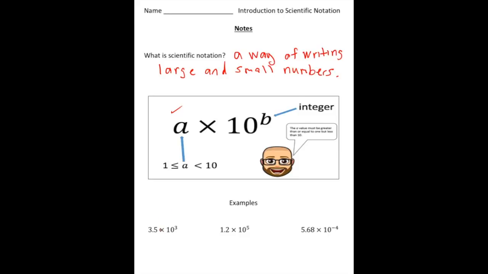So here's some examples. 3.5 times 10 to the third power. Notice the 3.5 is greater than or equal to 1, but less than 10. And in this case, the b value is the 3. And this next example, 1.2 times 10 to the fifth, well, our a value is 1.2 because it's greater than or equal to 1, and our b value is 5. And last, we have 5.68. That's going to be our a value. And then the b value, this time, is a negative 4.